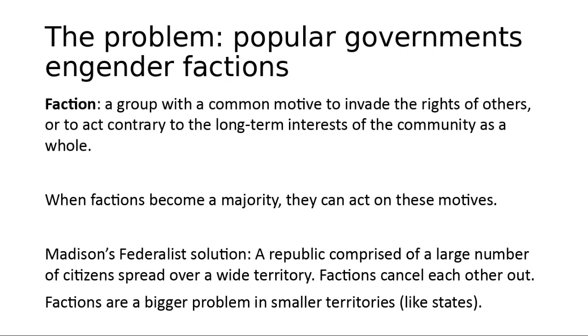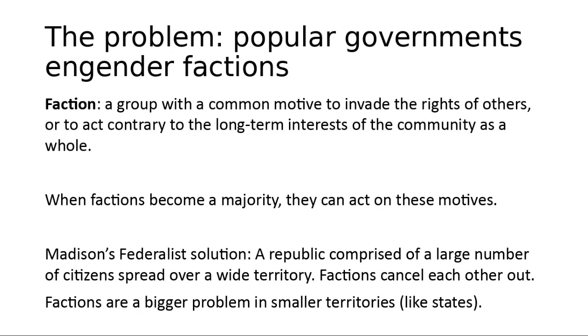A faction is a group of citizens within the country that has a common motive to invade the rights of others or to act contrary to the long-term interests of the community as a whole. So when factions become a majority in a popular government, they can act on those motives. They've got a reason to violate the rights of others, or to do something that's bad for the community but maybe good for them. And now when they become a majority, then they can do it.